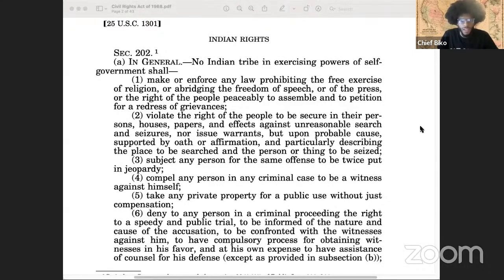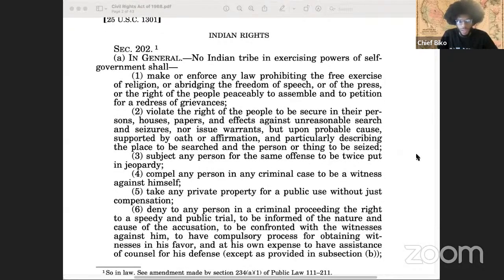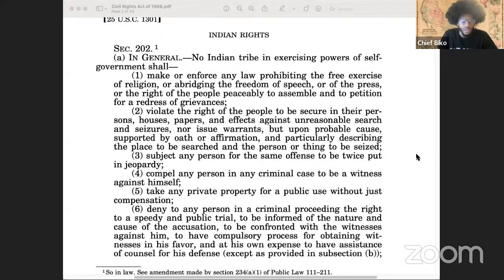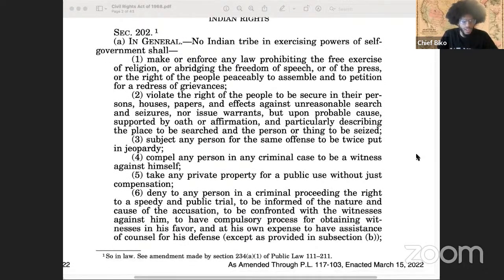So again, sounds like they are coming up underneath this United States government, because this would be the same thing from your first Bill of Rights: freedom of speech, press, religion, etc. We got number 2, violate the right of people to be secure in their persons, houses, papers, and effects against unreasonable search and seizures, nor issue warrants, but upon probable cause, supported by oath or affirmation, and particularly describing the place to be searched and the person or thing to be seized. So again, sounding like number 2 of the Bill of Rights, as far as that amendment.